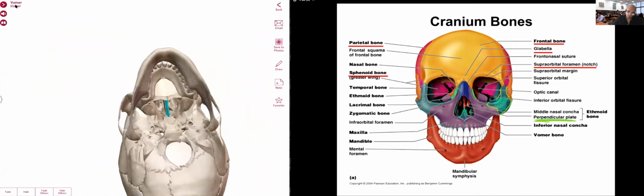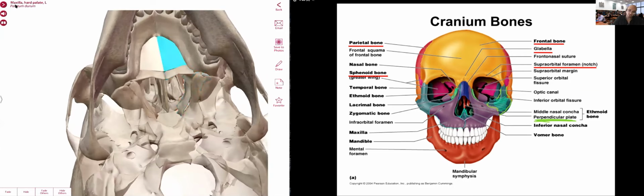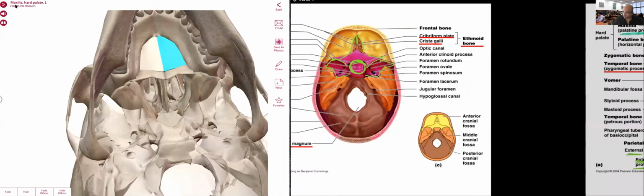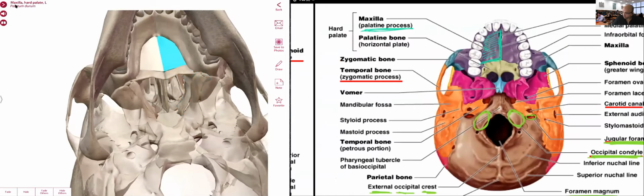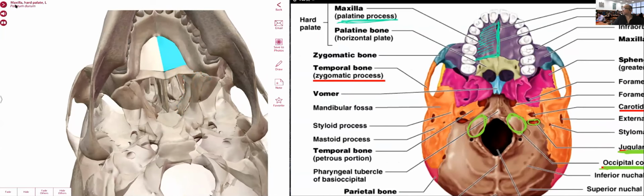Another facial bone that we've got in here is going to be sharing in the formation of the hard palate. Remember, what did we call the anterior two-thirds of the hard palate? Those are my palatine processes. The palatine process is forming the anterior two-thirds. And remember, palatine process is part of my maxillary bone or the maxilla. The posterior one-third that you're looking at in here is another bone, not part of the maxilla. It's called the palatine bone.